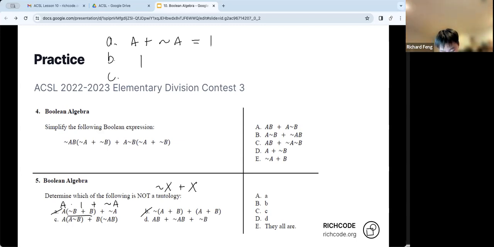So for C, we have parentheses, so we can distribute it. So we have A and not B. Since we have two A's, A and A is just A, so we can leave out one of them. A and not B, and then let's distribute the second term, which is B and not A. In case you're confused, B and B is just B, since we can consolidate the two B's into one B, because B and B is always going to be B. That is one of the identities.